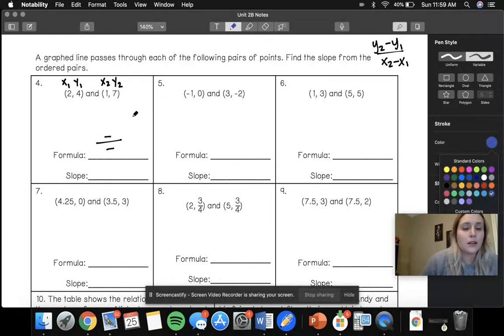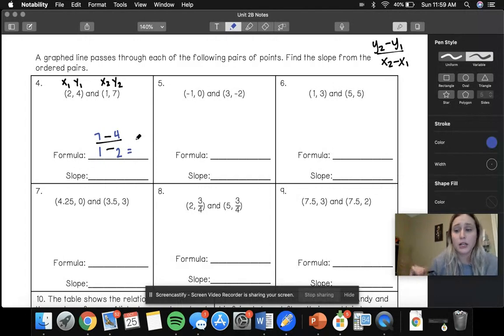All right, so if we like the formula way, that is awesome. We're going to do y2, so 7, minus our y1, 4, over our x2, 1, minus our x1, 2. So again, if you like the formula, it works 100% of the time. You just have to plug it in, basically. 7 minus 4 is 3. 1 minus 2 is negative 1. So the slope would be 3 over negative 1. You could also simplify that to negative 3.